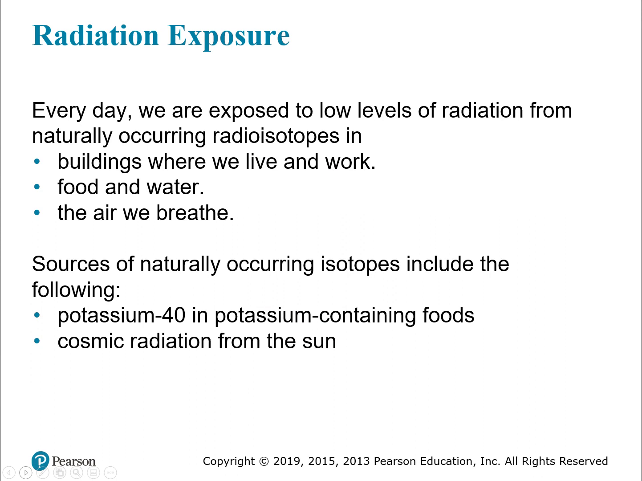Some of the naturally occurring isotopes that occur in food are potassium-40. So anything that's potassium rich, we always tout bananas as being potassium rich, which they do have a decent amount. But potatoes have a lot of potassium. So any food that's rich in potassium, you're going to have more radioisotopes of potassium, potassium-40. You also experience cosmic radiation from the sun. So every day, everywhere, we're exposed to radiation, just very, very low levels.